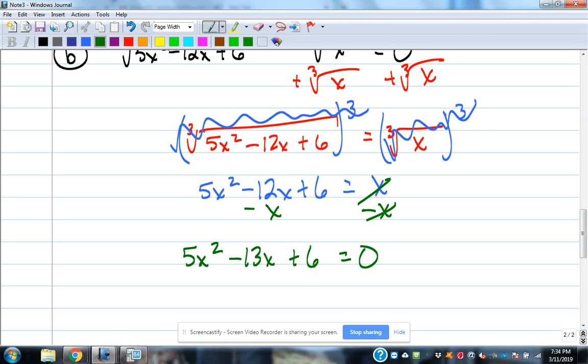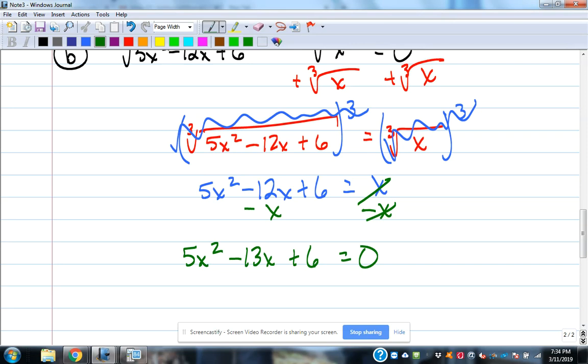And I noticed I had an x squared. Anytime you've got an x with an exponent on it, you need to get it equal to 0 to solve it. If you did not have an x with an exponent on it, all you got to do is solve it for x. Just get x by itself. But because we got an exponent on it, we got to get it equal to 0 and then use our other tools to solve.